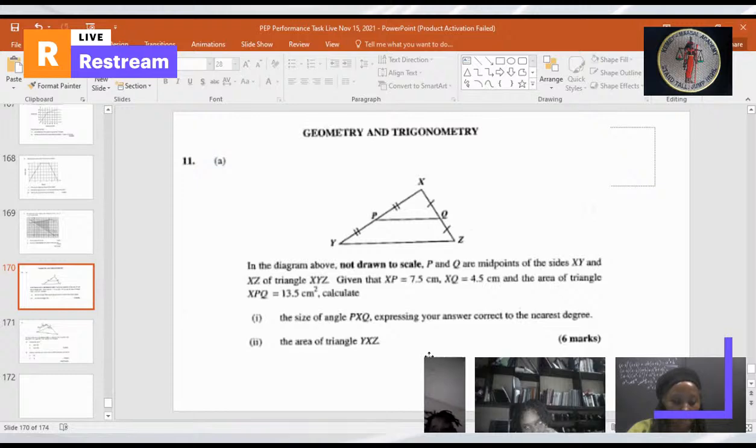Dreshawn, you go. Okay, miss. In the diagram above, not drawn to scale, P and Q are midpoints of the sides XY and XZ of a triangle XYZ. Given that XP is 7.5 centimeters, XQ is 4.5 centimeters, and the area of the triangle XPQ is 13.5 centimeters. Calculate.